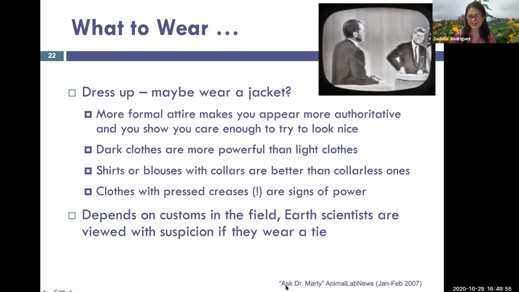I'm assuming this all came from this Ask Dr. Marty here. It depends on the custom in the field. Earth scientists are viewed with suspicion if they wear a tie, although I've seen a few. So my advice is to feel comfortable. You don't want to wear something that makes you feel completely uncomfortable. So be comfortable, but dress it up a little, so it shows this is your presentation, you're proud of it, and it's not a normal day, right?